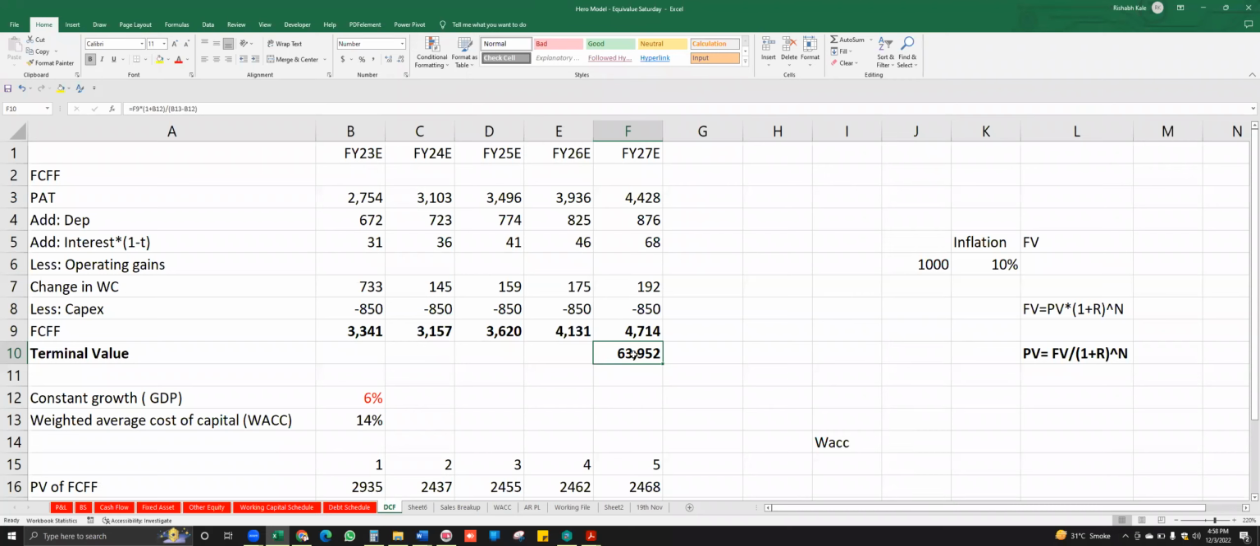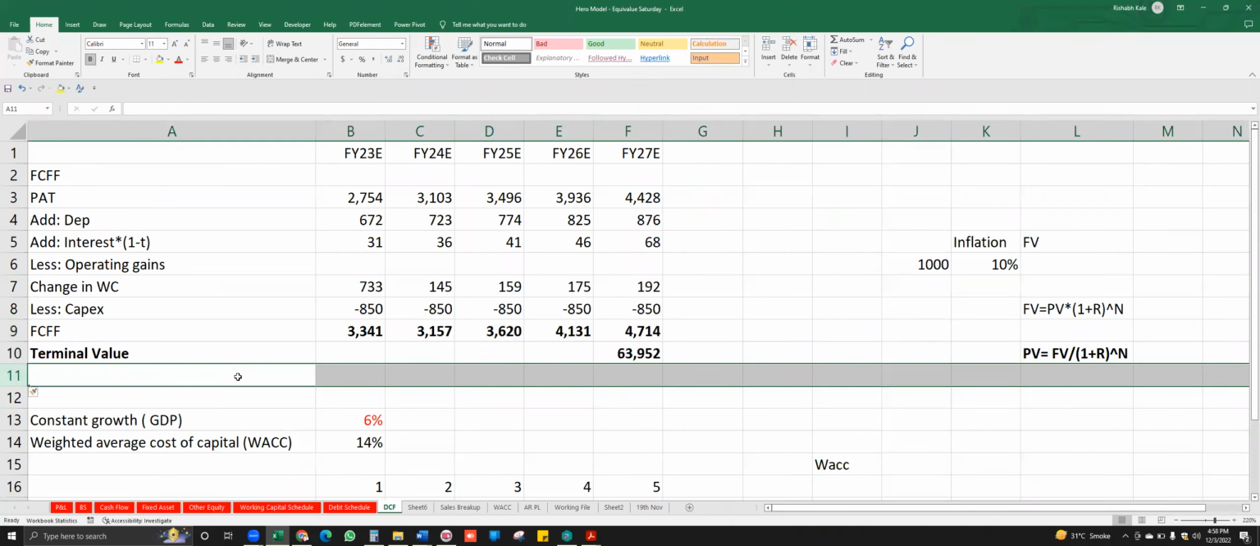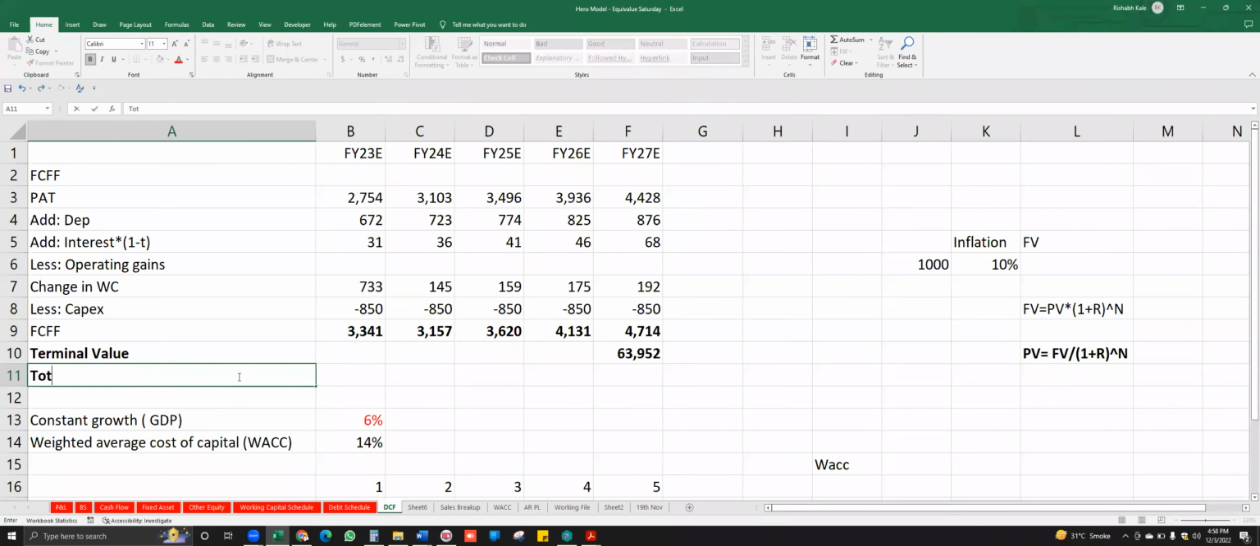Everyone will take the same thing then. Take a loan at 2% and get a return of 5%. That will never happen, okay? Growth can never be more than your WACC. Growth can never be more than your WACC. This is your terminal value.